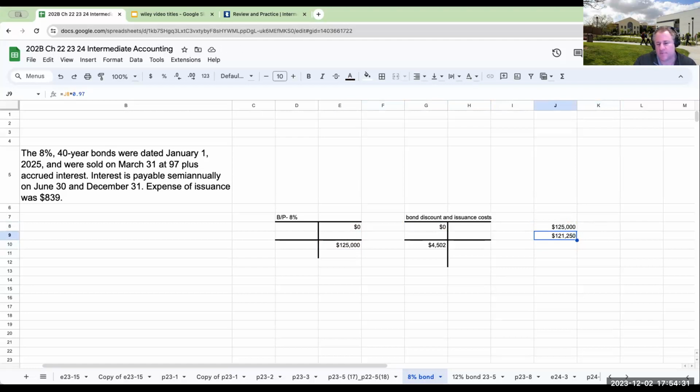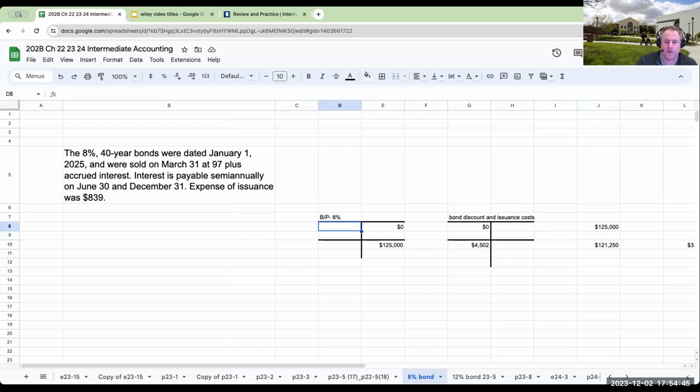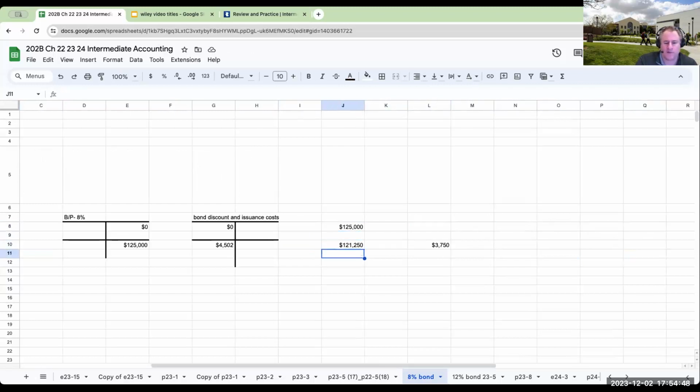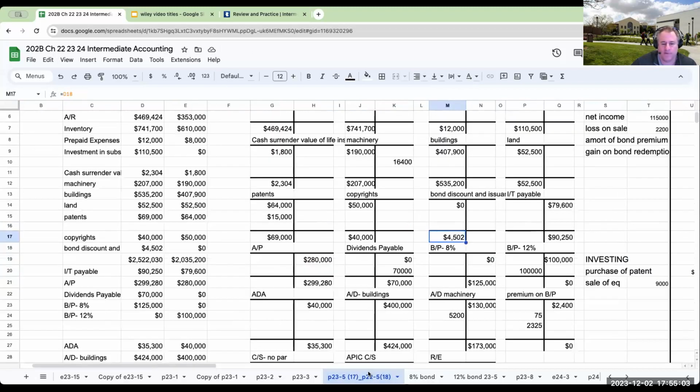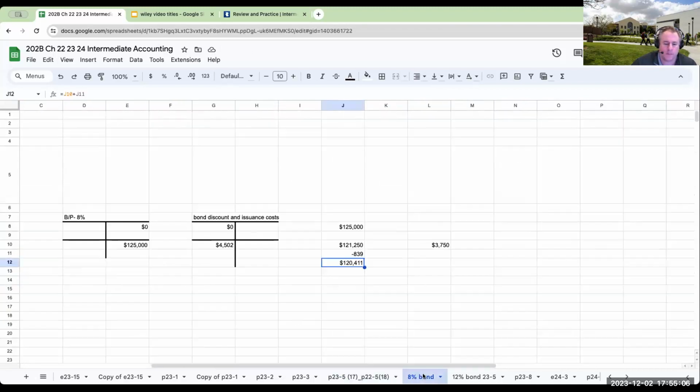So it was at 97% of the stated value, right? So this is going to give us a discount over here of 3,750. Now it tells us also that the expense of the issuance was 839, right? So there was a cost of issuance for an additional 839. So the actual cash proceeds we would have actually received would have been 120,000 for 11. And okay. So this is basically the bond issuance costs.